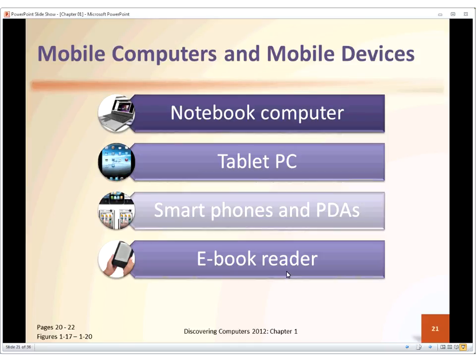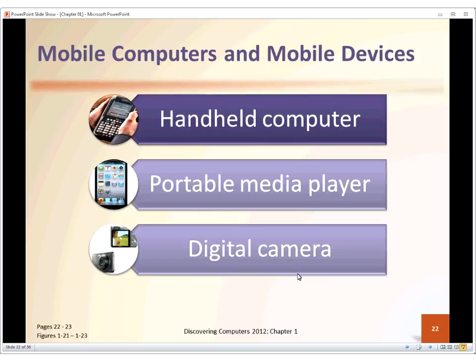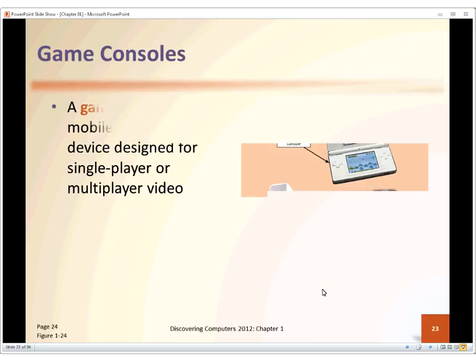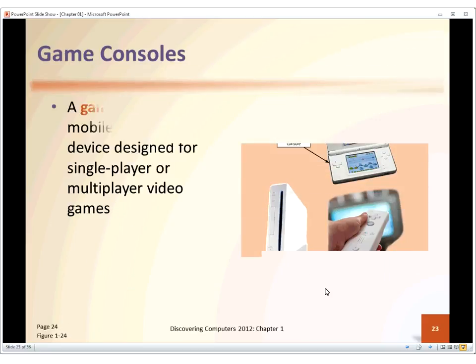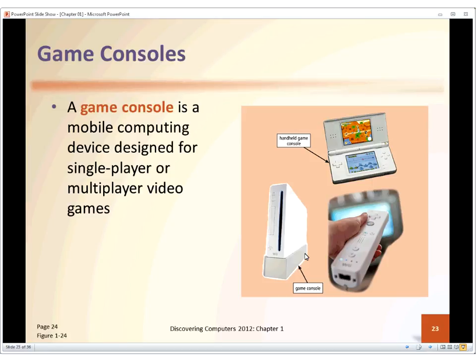All of these devices are computers. Those handheld computers, portable media players, and digital cameras are another computer as well. I forgot to mention that. And then I talked earlier about the game consoles. You can see the Wii there and some of the handheld game consoles as well. So it's mobile computing designed for single-player or multiplayer video games.